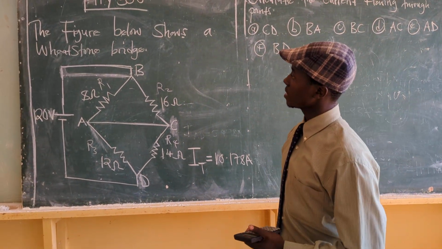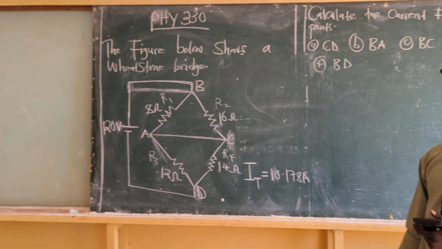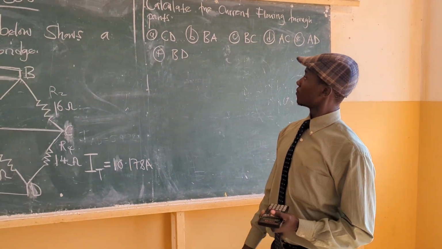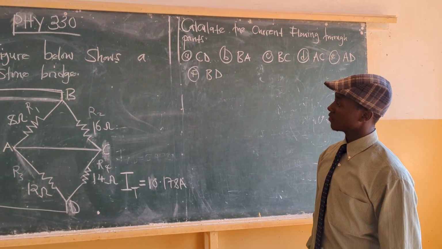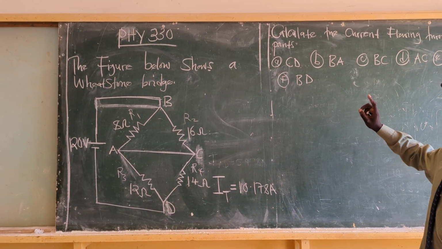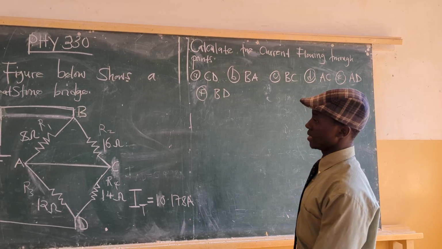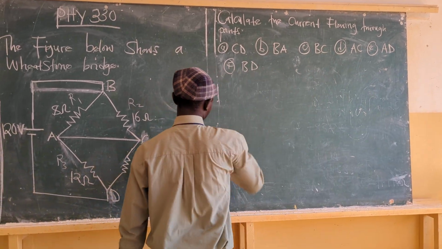So back to business. This is part 2 of the Wheatstone bridge. We continue from where we ended. Now we calculate the current flowing at the points CD, BA, BC, AC, AD, and also BD. So how can we calculate this?